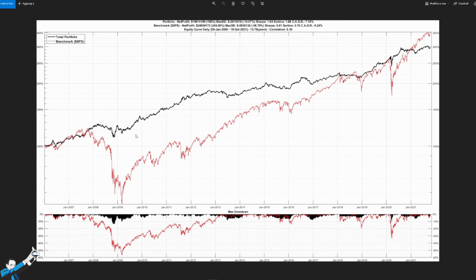Let's compare the drawdown of the strategy with that of the benchmark, which is the S&P 500. The maximum drawdown of the strategy is 14.07%, while that of the benchmark is 57%.